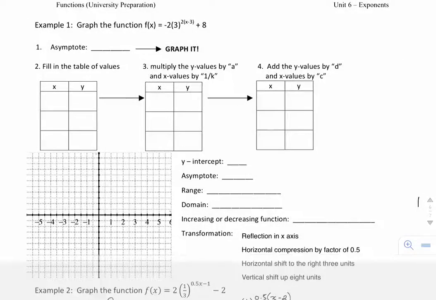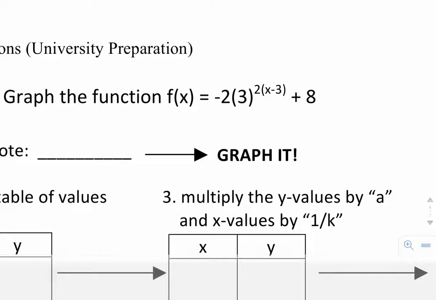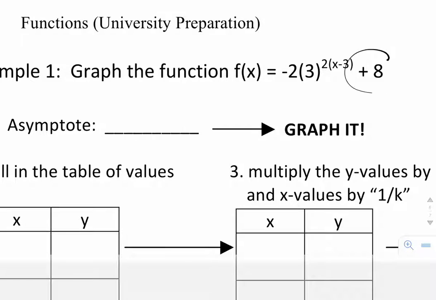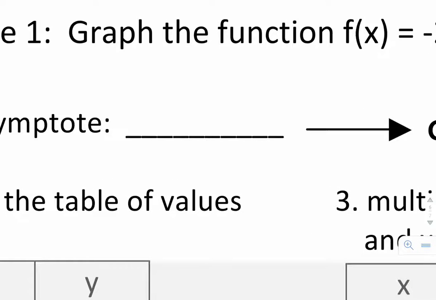Example number 1 from lesson 5 now, and we want to graph the function indicated over here, an exponential function. First things first, let's identify the asymptote, which is the 8 at the end. So I have y equals 8, and I'm going to graph that.